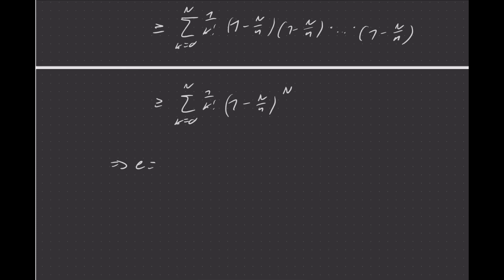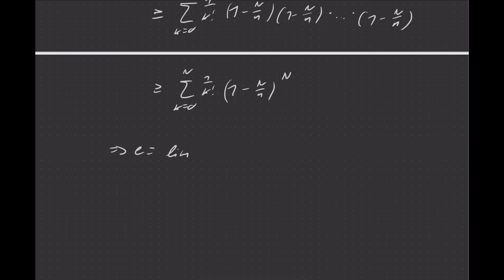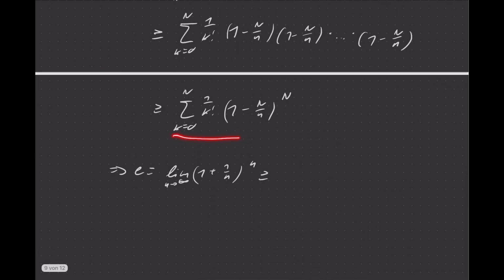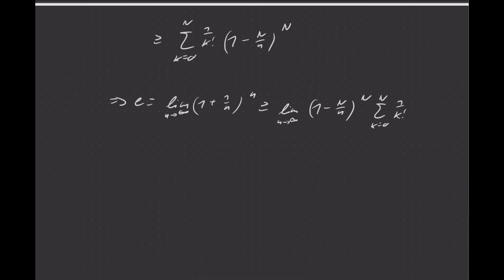Because we can now use this by saying, well, you remember that E is the limit of 1 plus 1 over n to the power of n as n goes to infinity. And this is surely greater or equal to, well, remember that's what we started with, right? This is the expression we started with. So this is greater or equal to this expression here. So this is greater or equal to, again, the limit as n goes to infinity of 1 minus capital N over n to the power of capital N, times the sum of 1 over k factorial, k from 0 to capital N. Right? And again, this is the limit that we're interested in. So we now know that E is greater or equal to that limit.